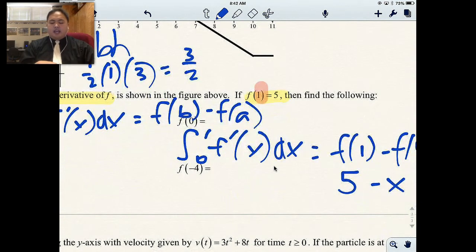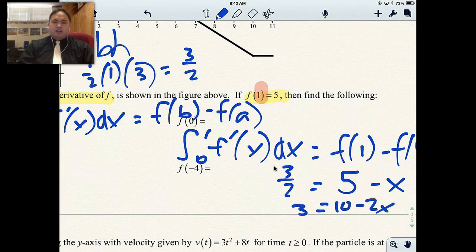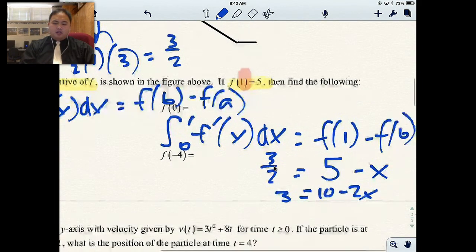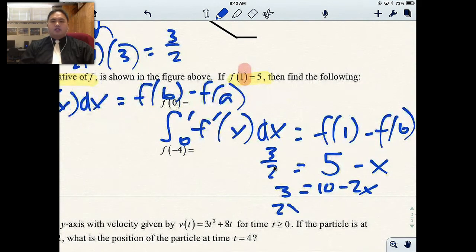Then I'm going to add x. Well, how about this? I'm going to multiply both sides by 2 so I can get rid of the fraction. Then I'm going to add 2x and subtract 3 to get the positive 2x and to get the 3 on the other side. And then dividing both sides by 2, you get an answer of 7 over 2. So that is application 2.